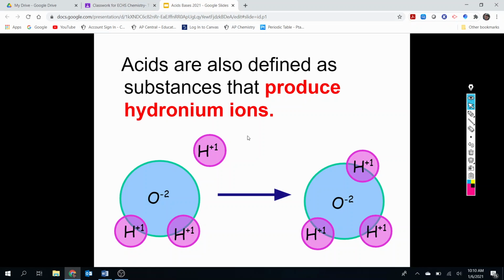All right, and so again, an acid can be defined as something that produces an H plus or that produces a hydronium ion, because once that H plus is produced in water, it will join water and make that hydronium, make that H3O.